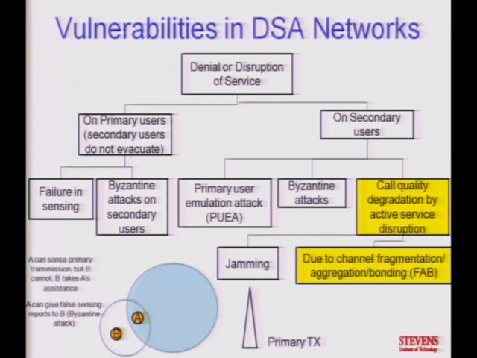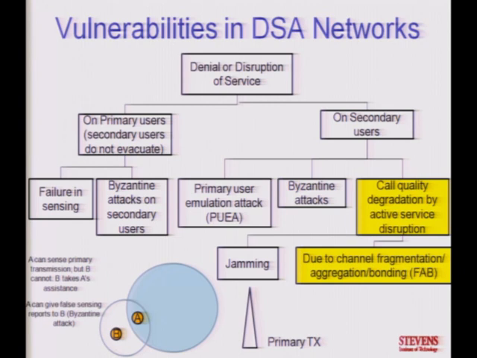And A could just say it's not there when it is actually there. B would start transmitting, and that would disturb the primary receivers in this region. That's one kind of a Byzantine attack on B. On secondary users, there's one kind of attack called the primary user emulation attack, where a bunch of malicious users start mimicking the primary. So they transmit signals which are like primary. So this node A would assume that primary is on when it is really not and would leave. That's one kind of denial of service.